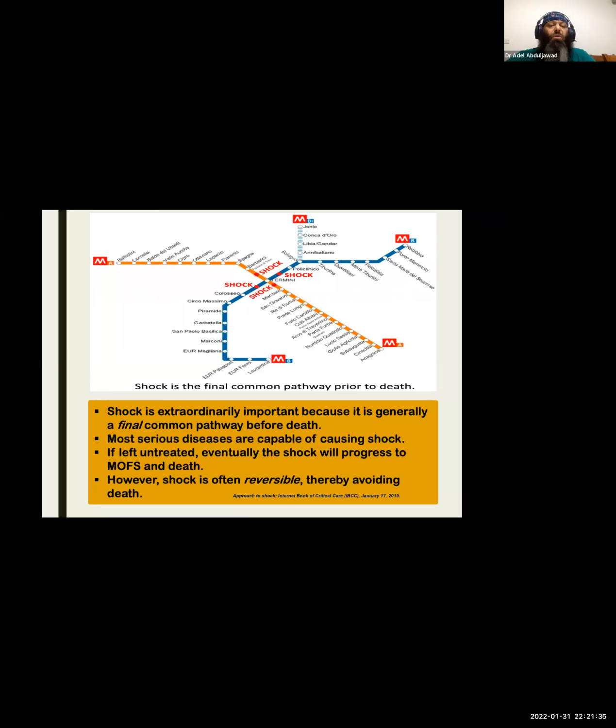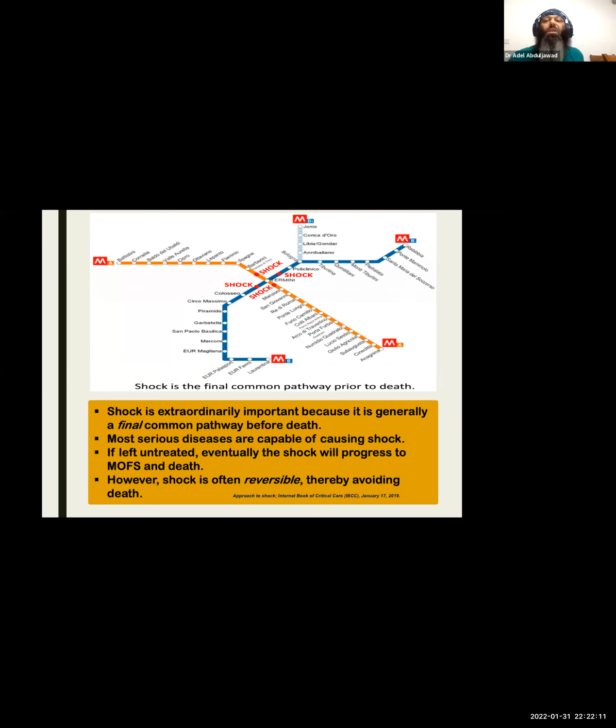Moreover, most of the serious or critical illnesses you face in a patient with shock are capable of causing shock. As I mentioned earlier, if left under-recognized or untreated, with late intervention, the shock will progress to multi-organ failure and death. However, shock is often reversible. Your role is to reverse the shock state and to identify the cause of shock.